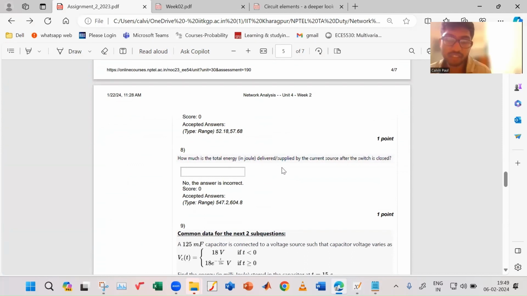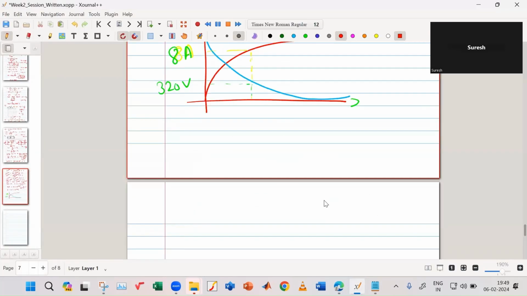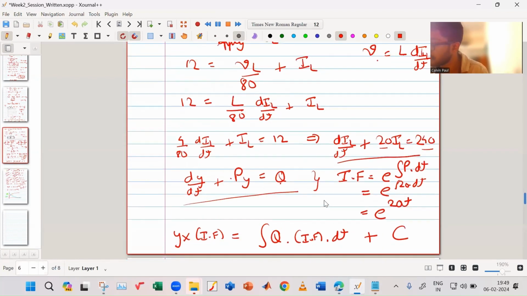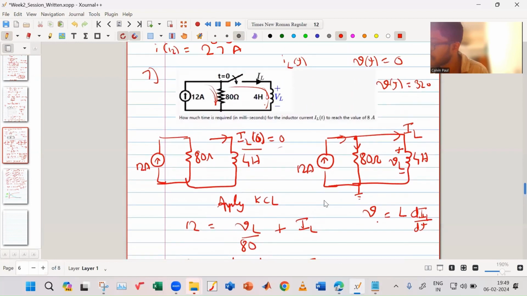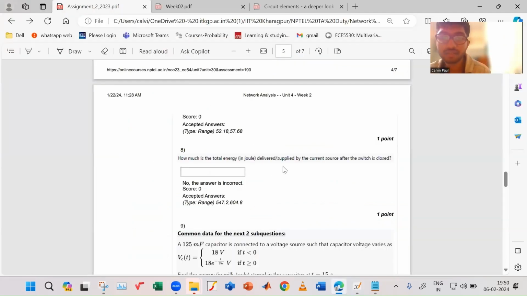One more thing: how much is the total energy in joules delivered or supplied by the current source after the switch is closed? We'll have to calculate what was the energy stored in the inductor. So how will we do that? Let's go to the question. How much is the total energy delivered or supplied by the current source after the switch is closed?